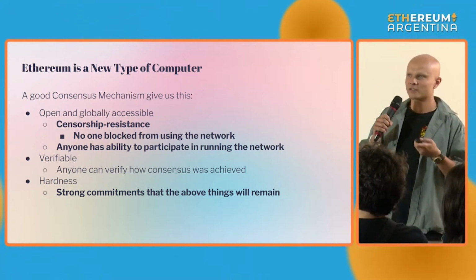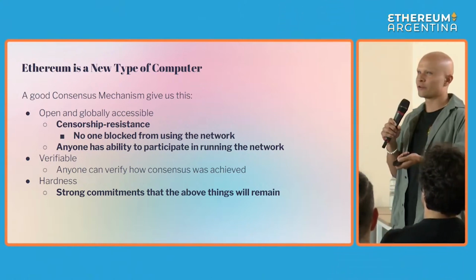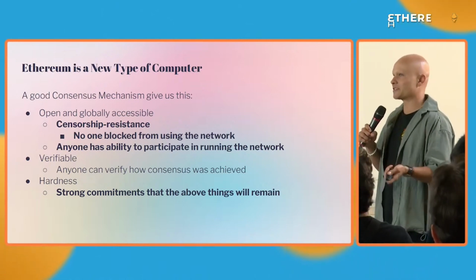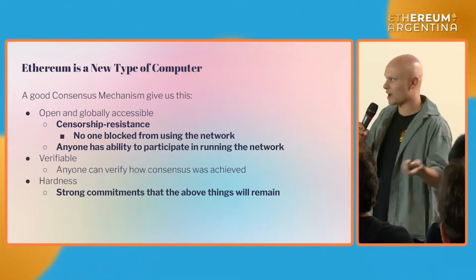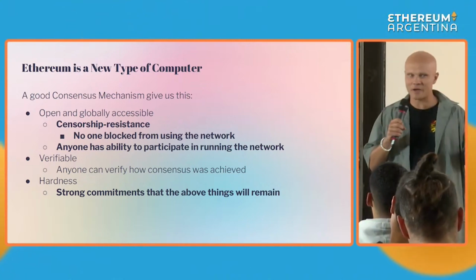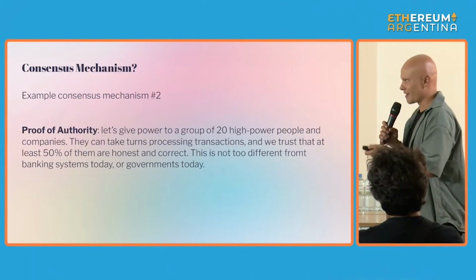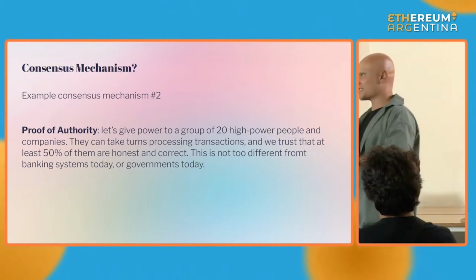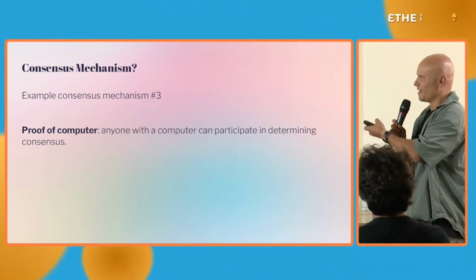I don't trust that group of 20 companies or 20 people any more than I would trust my banks today or many governments today. And we're building these systems because we basically don't trust these governments. We know that they don't work in our interest sometimes, that they fail, that banks fail, that organizations fail. And so we need to be stronger and better than that. Proof of authority systems don't really do that, right? They don't really give us many more guarantees than our existing systems. So that's one example of a consensus mechanism.